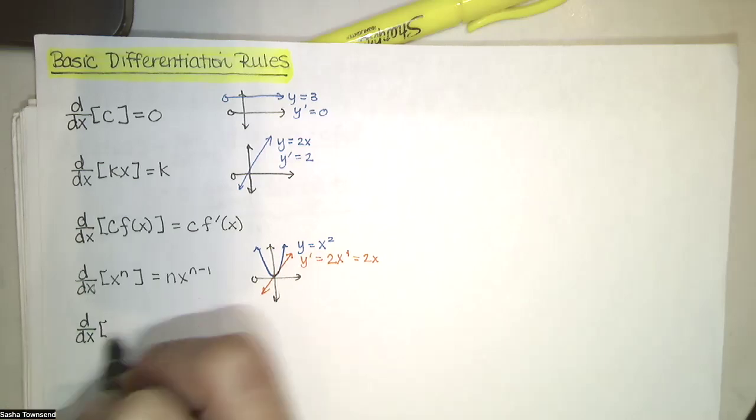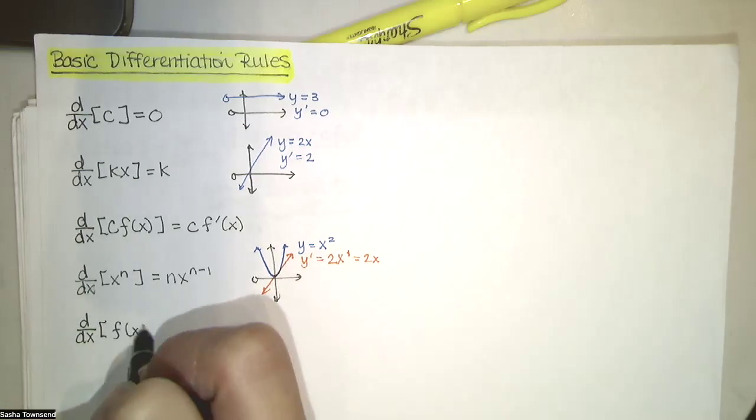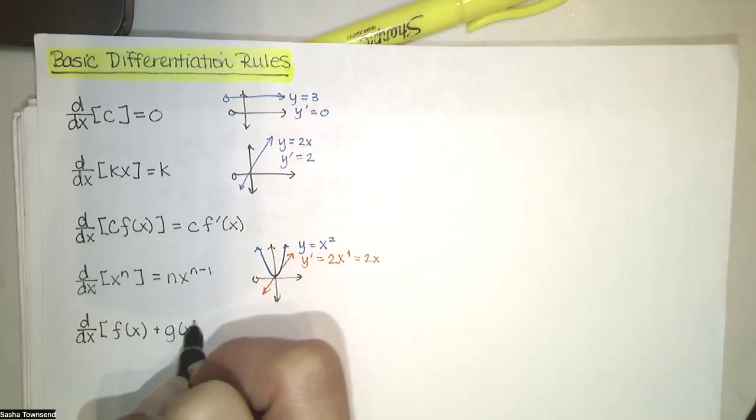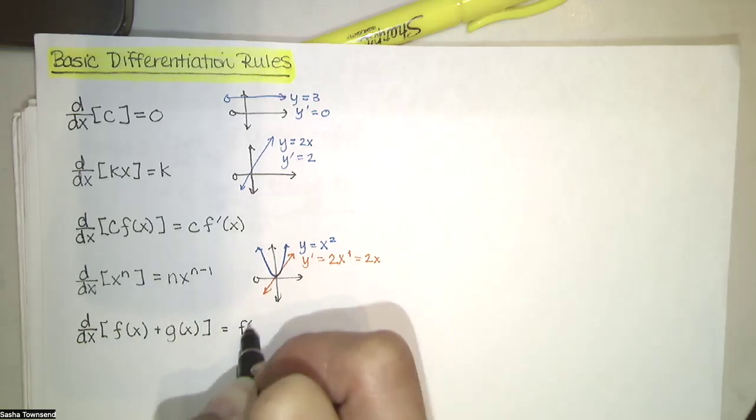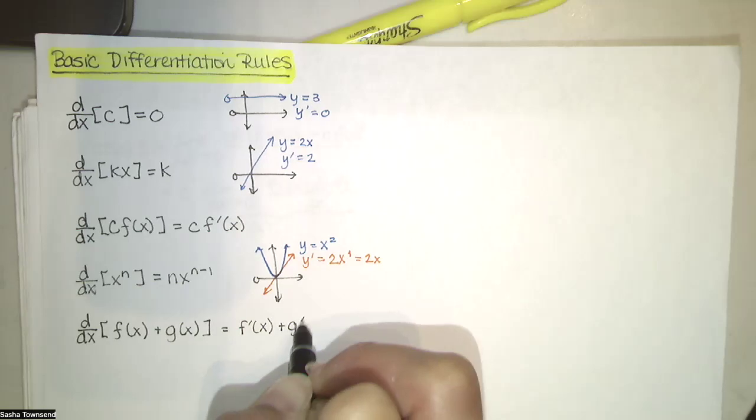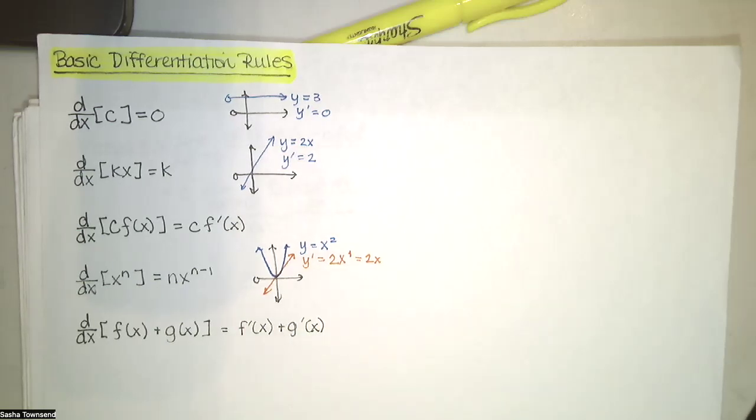We've got a rule that the derivative of f plus g of x is equal to f prime of x plus g prime of x. That makes it really easy to compute the derivatives of sums of functions. You just take the derivative of the first function and then add the derivative of the second.